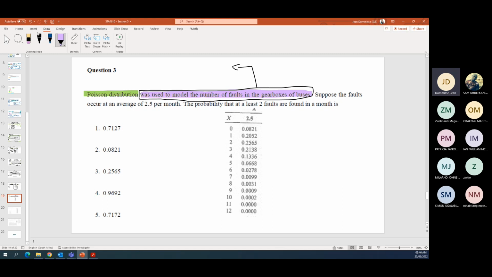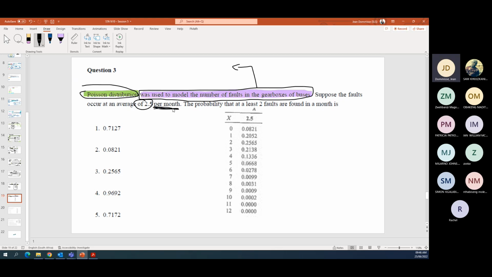So they add the Poisson, but if I did not add that, let's see what they tell us. Suppose the faults occur at an average of 2.5 per month. There they add in the per month, so here we know it is Poisson. So now we know we're working with 2.5. The probability that at least 2 faults.